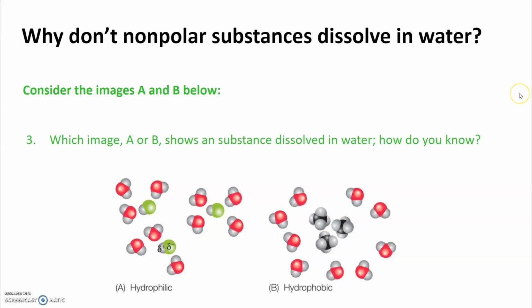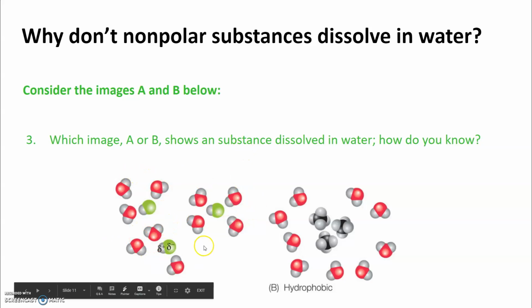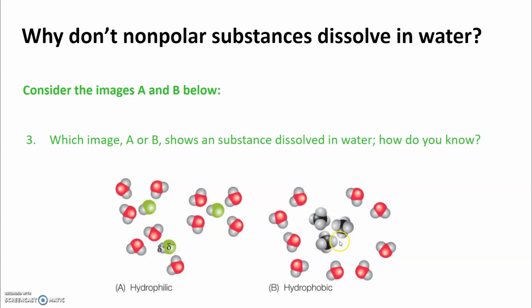Which image, A or B, shows a substance that is dissolved in water? And how do you know that? I would argue that A shows something dissolved in water because all the molecules are surrounded by water molecules, so it's evenly dispersed throughout. But in B, the molecules that are not water are close to each other and they're all grouped together. So those are probably not dissolved in water.